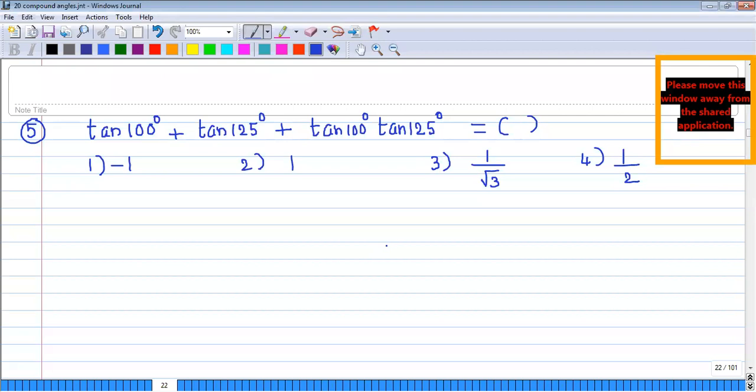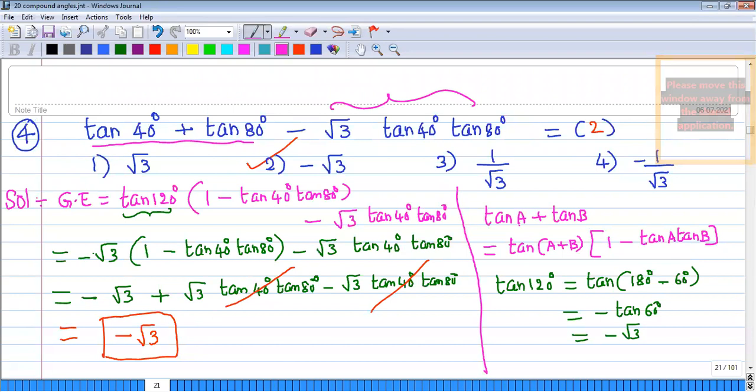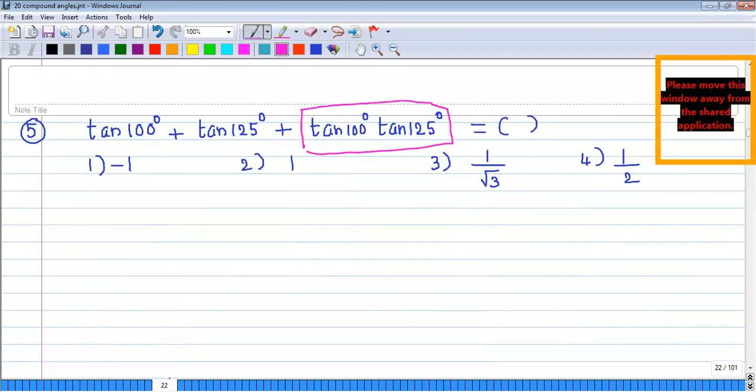Right. See, you leave this one. This is tan A plus tan B. I already gave the clue here. Tan A plus tan B is equal to tan of A plus B into 1 minus tan A tan B. Apply this shortcut. This is actually a very simple tip. Applying this tip, you can solve this problem. So try yourself.